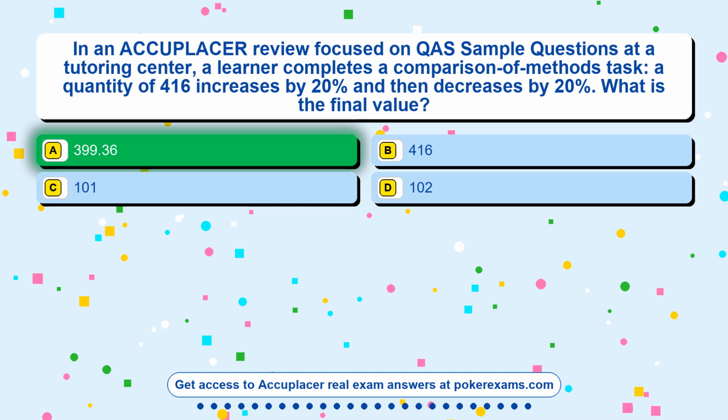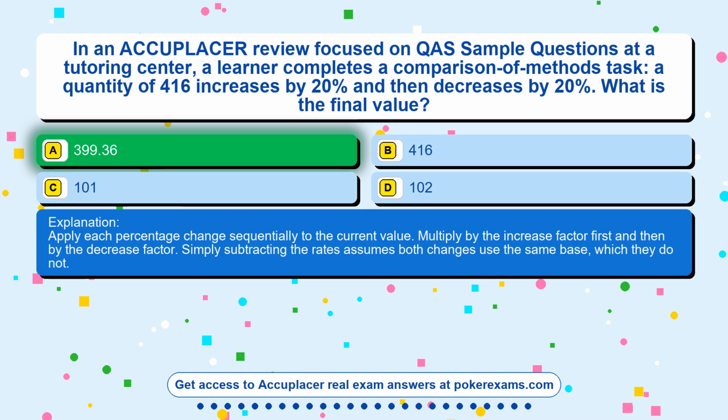Apply each percentage change sequentially to the current value. Multiply by the increase factor first and then by the decrease factor. Simply subtracting the rates assumes both changes use the same base, which they do not.